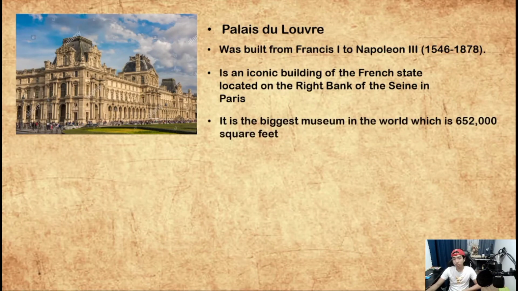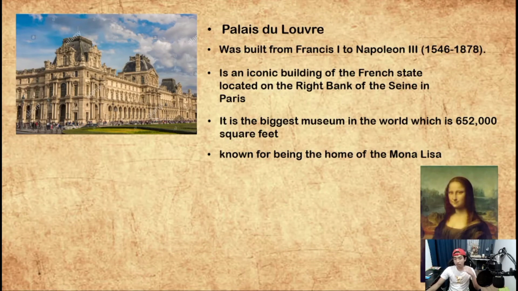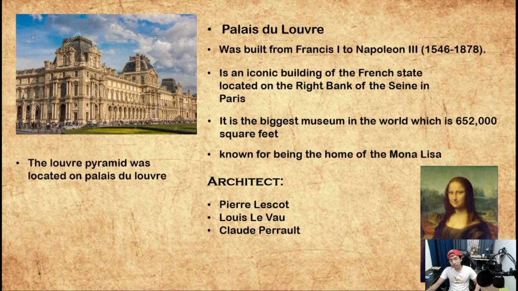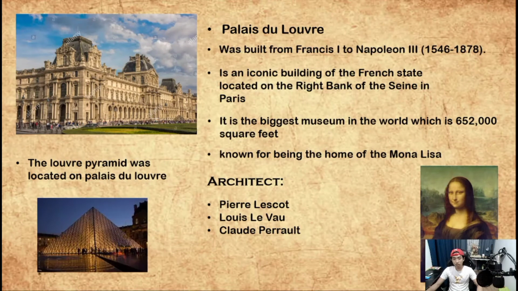Next, it is a big museum which is 650,000 square feet. It is known for being the home of the Mona Lisa. So the Mona Lisa is located inside the Palais de Louvre, the painting of the Mona Lisa. There were three architects: Pierre Lescot, Louis Leveau, and Claude Perrault. And lastly, the Louvre Pyramid is located at the Palais de Louvre. This is one of the famous pyramids in the world, located in Paris.